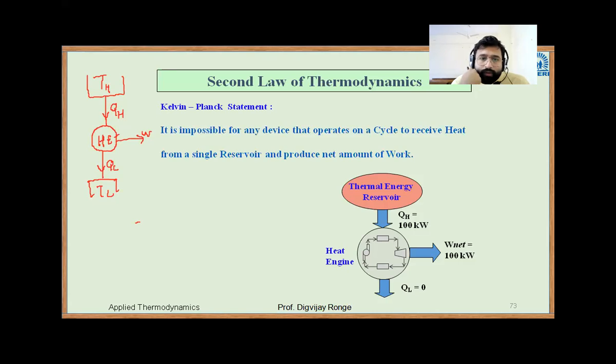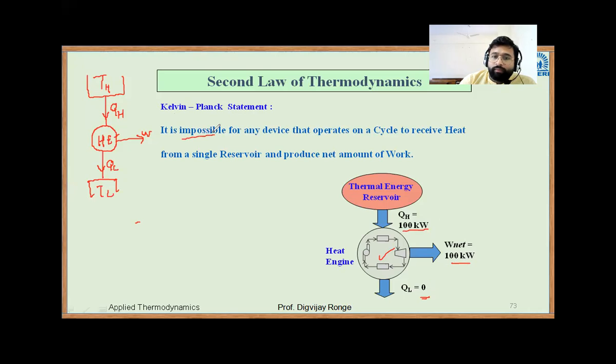So what is it? It is impossible for any device that operates on a cycle to receive heat from a single reservoir and produce a net amount of work. That means you cannot convert all the heat input to all the work output. There is a diagram here. This is a power plant, which we call a heat engine. It receives heat in the boiler, 100 kilowatt, and it converts all the heat into work, that is 100 kilowatt, and there is no heat loss. And the Kelvin-Planck statement says that it is impossible.